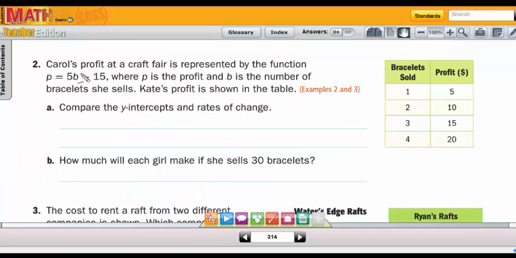Problem number 2. Carol's profit at a craft fair is represented by the function P equals 5B minus 15, where P is the profit, so this right here is profit, and B is the number of bracelets she sells. Kate's profit is shown in the table. So Carol is here and Kate is over here.